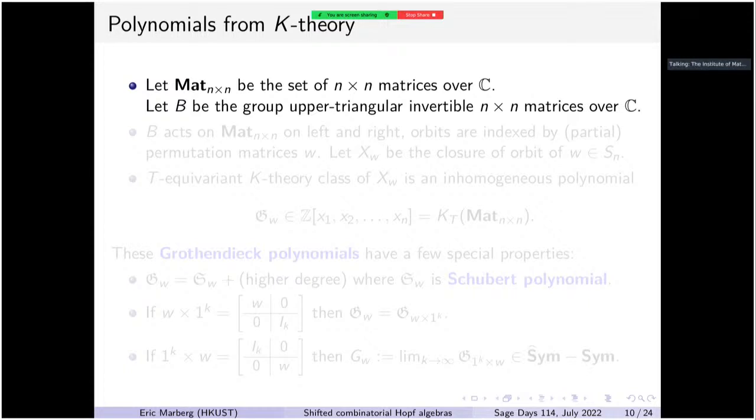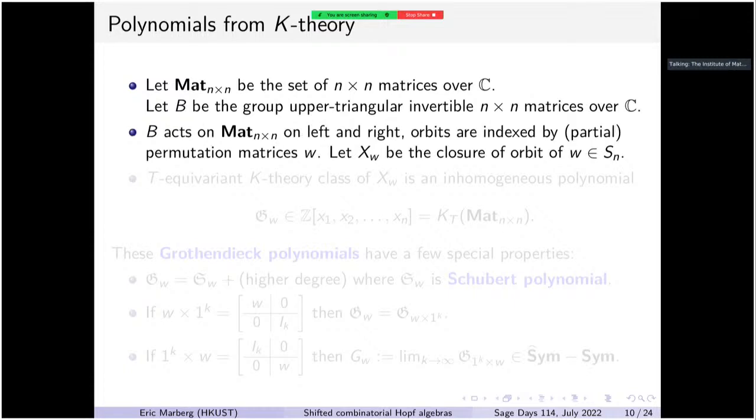One way to tell this story is to consider n by n complex matrices. It's just a set, it's a vector space, it's an algebraic variety, it's a lot of things. B is the group of upper triangular invertible n by n matrices. And there is an action, or a two-sided action, of B on these matrices that we know from linear algebra. We can either multiply on the left or the right. Multiplying on the left does row reduction. Multiplying on the right does column reduction.